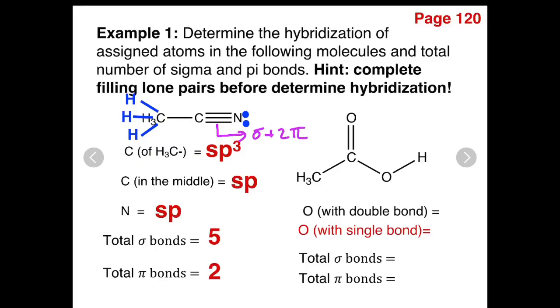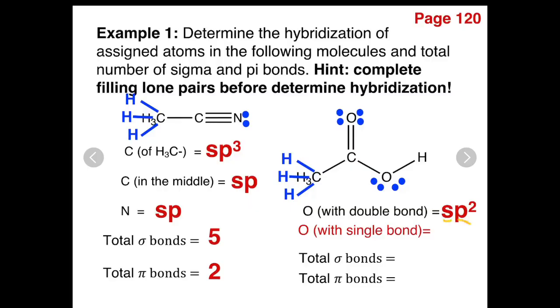Okay, the next one, same thing. You will need to complete the correct Lewis structure by adding all of the lone pairs first, and then it will give you the correct answer for the hybridization. The oxygen with the double bond contains 1, 2, 3 electron regions. Therefore, the hybridization would be sp2, because we need 3 electron regions, so 1 from s and 2 from the p orbitals. The total is 3.